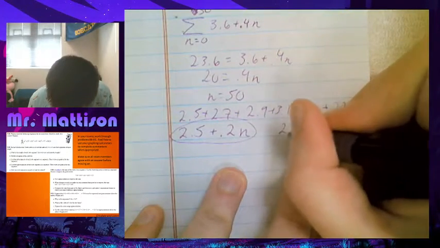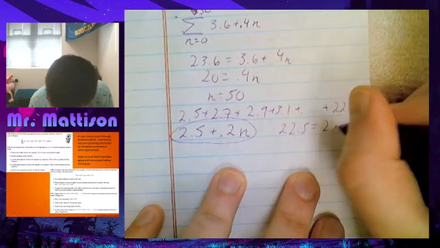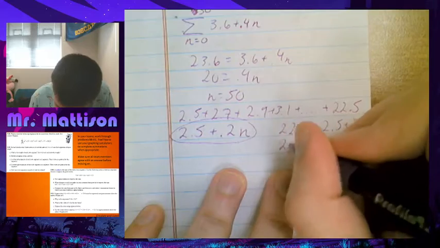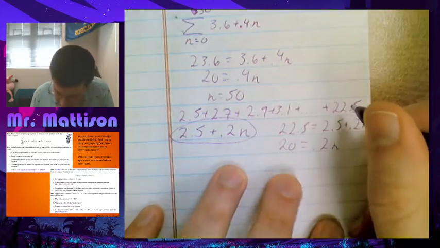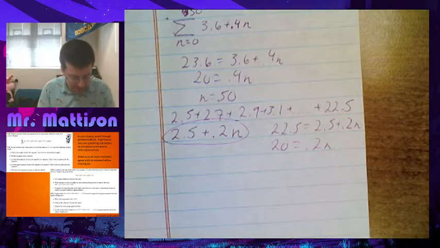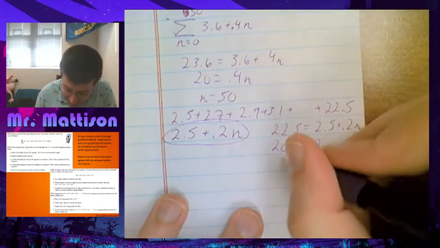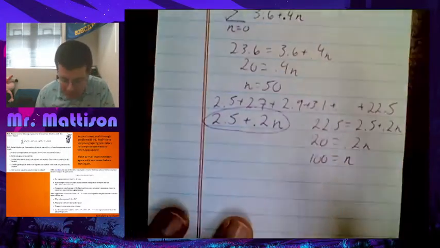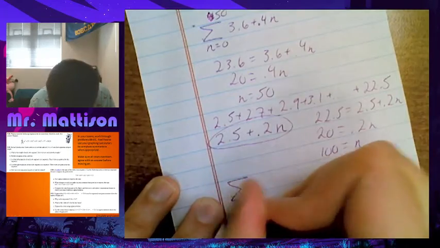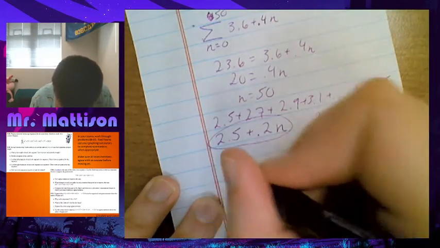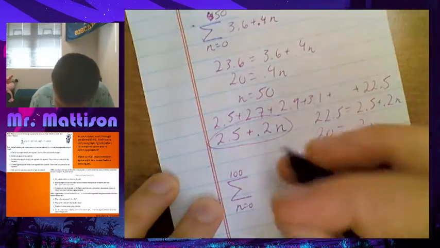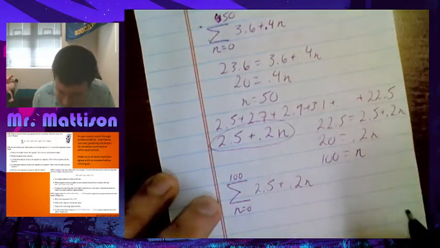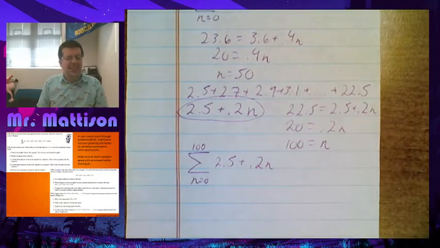So when does 22.5 equal this pattern of 2.5 plus 0.2n? If I subtract the 2.5, I get 20 equals 0.2n. If I divide by 0.2, 20 divided by 0.2, I get 100 equals n. So I'm going to go to 100. So then my summation would look like this. I want the summation from n equals 0 to 100, and the pattern is 2.5 plus 0.2n. So again, they're not asking us to actually solve it out.